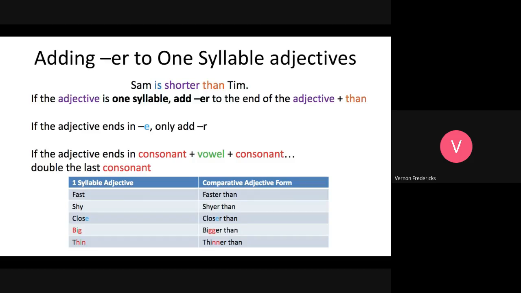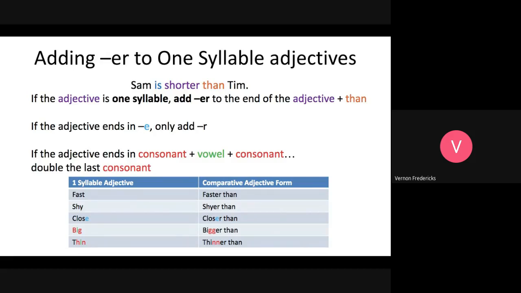Now we have the adjective that ends in an E, close. So what's the rule? If it ends in an E, we just add an R. So close, closer than. The mom is closer than Jeddah.